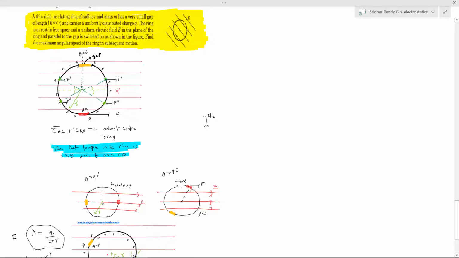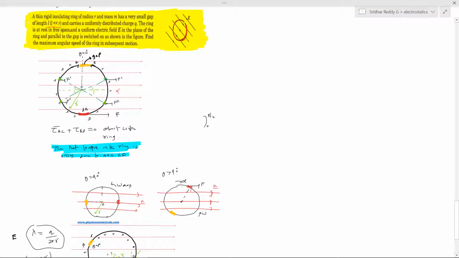Let's get into the next problem. A thin, rigid, insulating ring of radius r. This is the ring. The pink color circle you see is a ring. It has a very small gap. Are you looking at this? The dot where I'm pointing, a gap is there of length L, very much less than r, and carries a uniformly distributed charge Q. It's a positive charge. You can see from here.